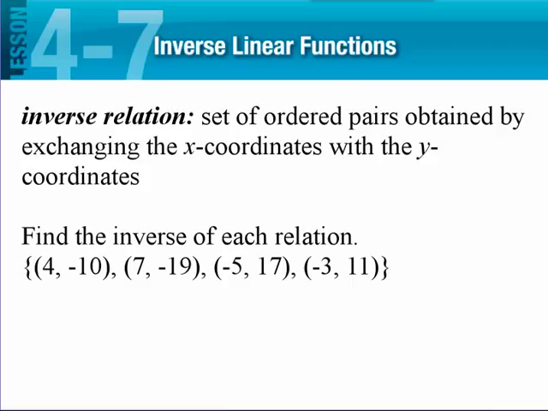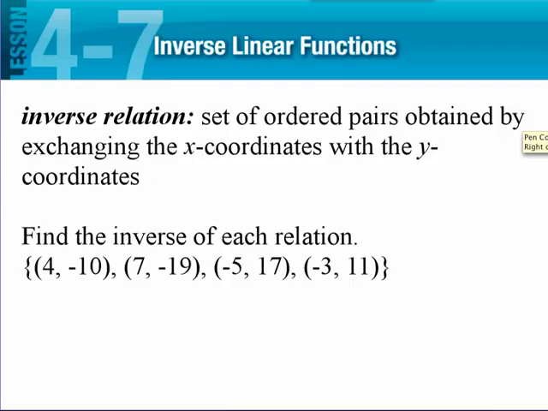So an inverse relation is defined as a set of ordered pairs obtained by exchanging the x-coordinates with the y-coordinates. So when we think about an inverse relation, all we think about doing is flipping. Exchanging the x-coordinates with the y-coordinates. So if you look at the following, it says find the inverse of each relation. So we've got a first one right there.